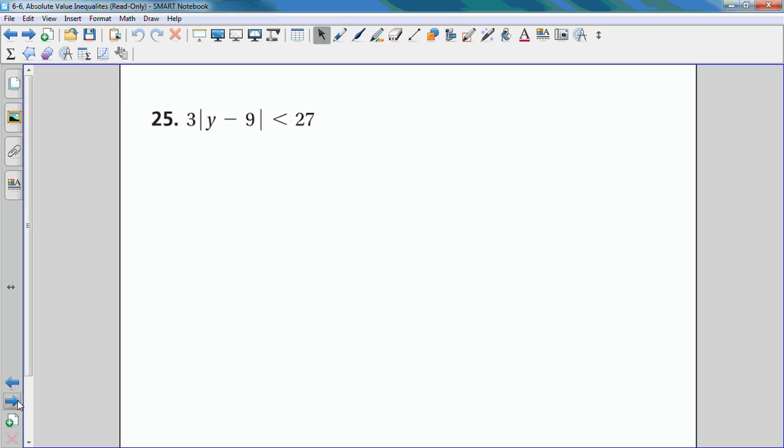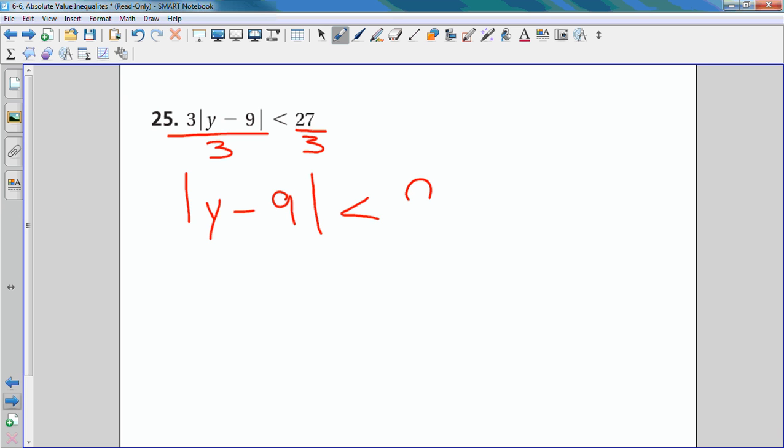Okay, so step 1, we have to isolate the absolute value. The only thing outside of that absolute value is what? 3. How do I get rid of that 3? Divide. Yeah, divide both sides by 3. Now, I have the absolute value of y minus 9 is less than 9.